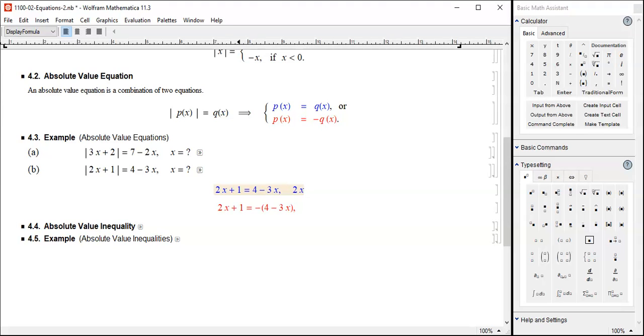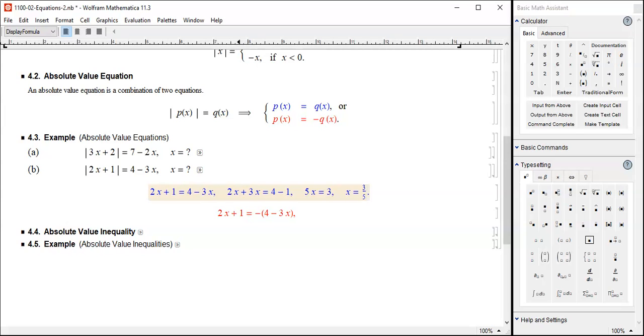Flip this -3x to the other side. That's 3x equals 4 minus 1, flipping numbers to the other side. So 5x equals 3, x equals 3/5. Looks good. Next. So 2x plus 1 is equal to -4 plus 3x after breaking up the parentheses. 2x minus 3x, if I flip x to the left hand side, -4 minus 1, minus x is equal to -5, x is equal to 5, another solution.